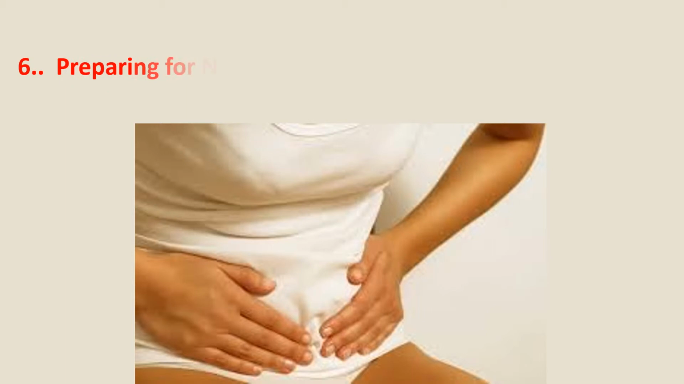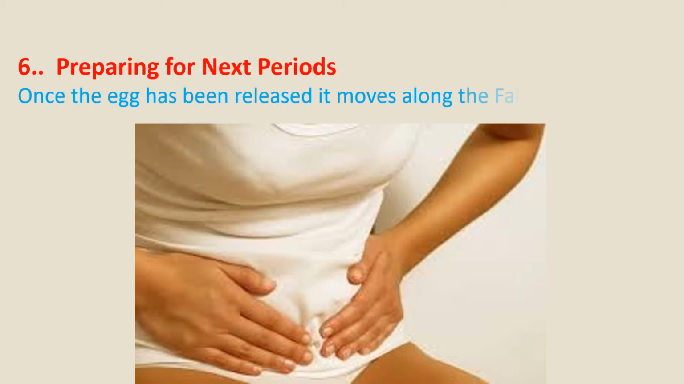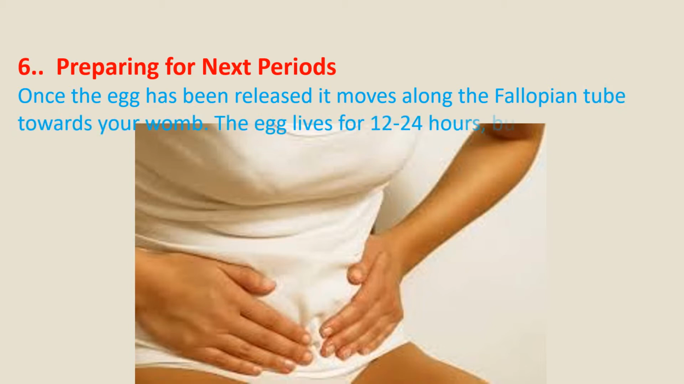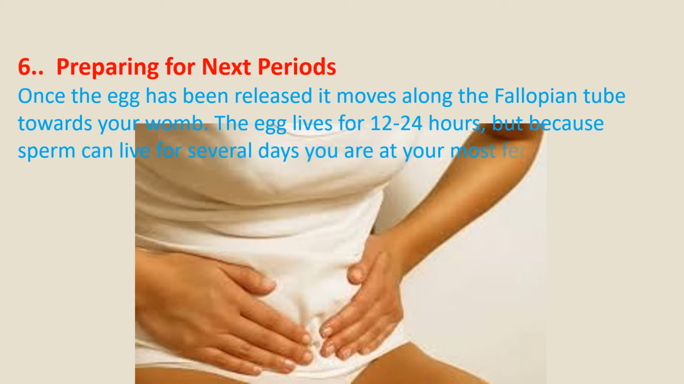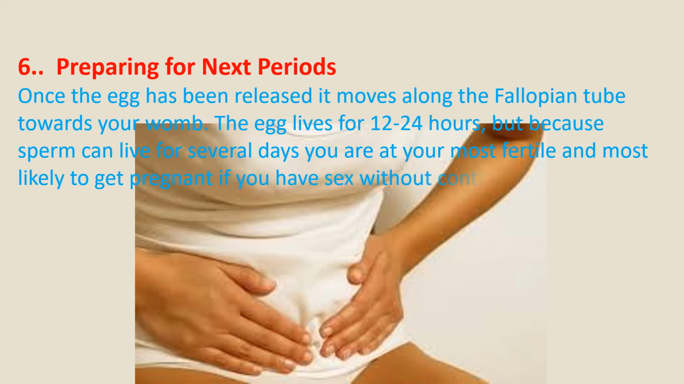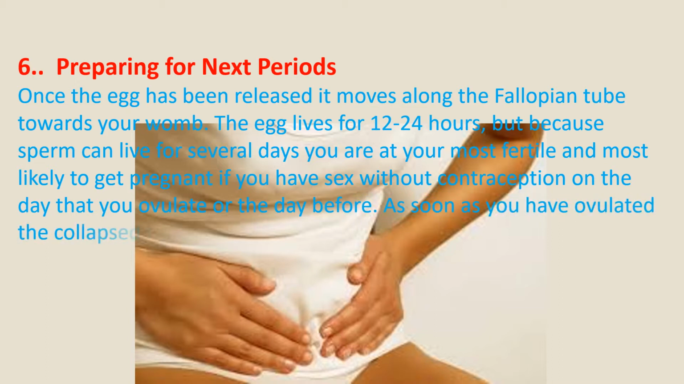6. Preparing for next periods. Once the egg has been released, it moves along the fallopian tube towards your womb. The egg lives for 12 to 24 hours. But because sperm can live for several days, you are at your most fertile and most likely to get pregnant if you have sex without contraception on the day that you ovulate or the day before. As soon as you have ovulated, the collapsed follicle starts producing another hormone called progesterone.